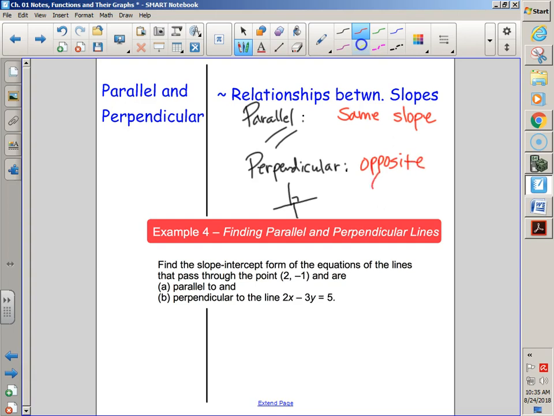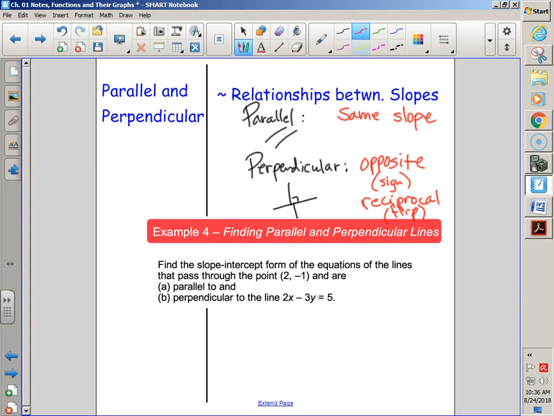Opposite, I'm talking about the sign. And reciprocal, I'm talking about flipping the actual value itself. 2 becomes 1/2, 5 halves becomes 2/5, 1/3 becomes 3. You have to do two things. Not only flip the sign, see, that's where it becomes a struggle. So opposite, the sign changes, and reciprocal, you flip.